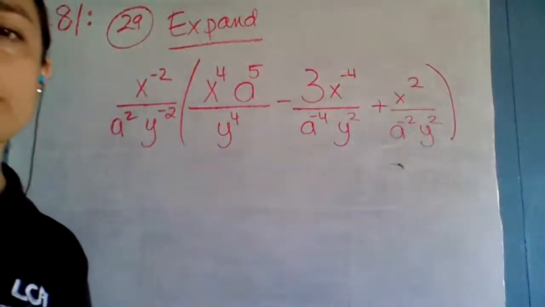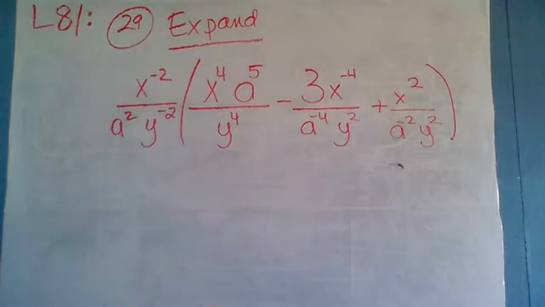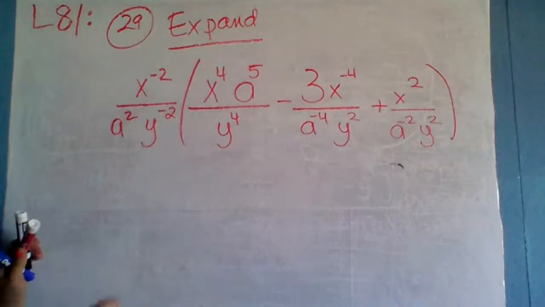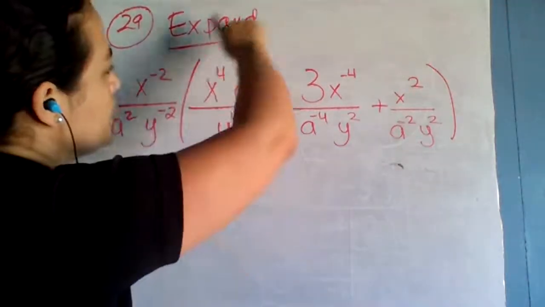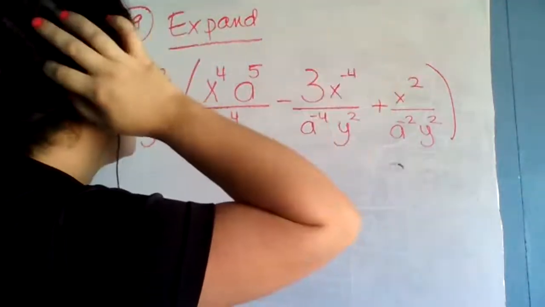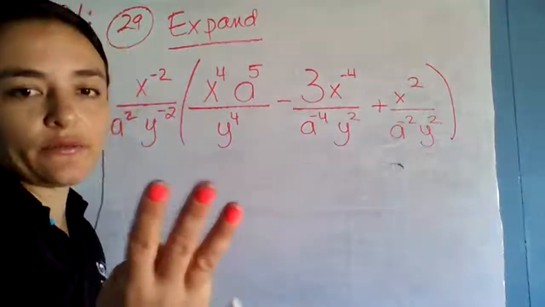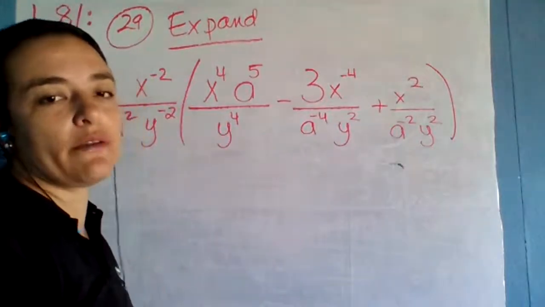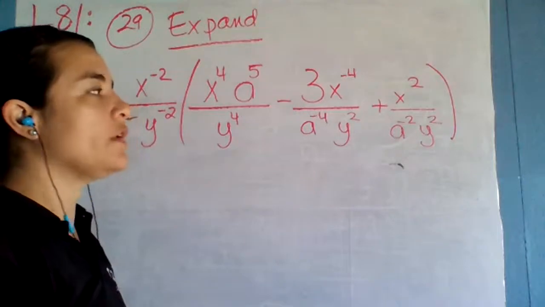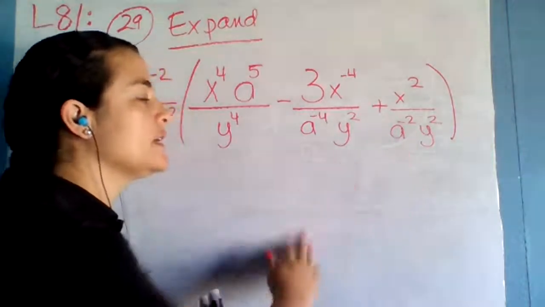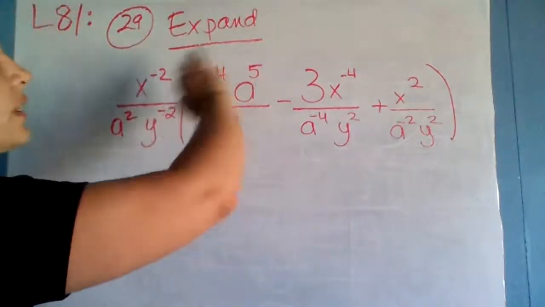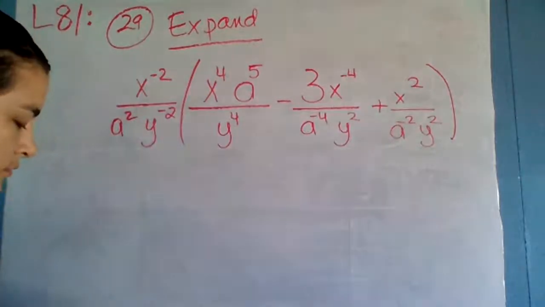Expand. What do we have to do here to expand? What we have to do is distributive property. And when I do distributive property, one, two, three, I'm going to have 3 terms. And my answer will have 3 terms. So don't do common denominator. Don't do anything else like that. It's just distributive property and simplify. That's all you have to do.